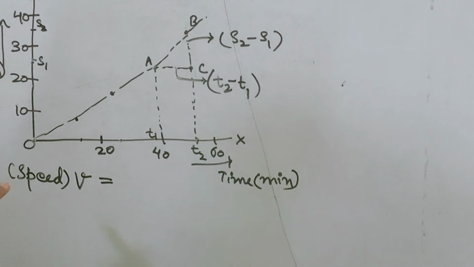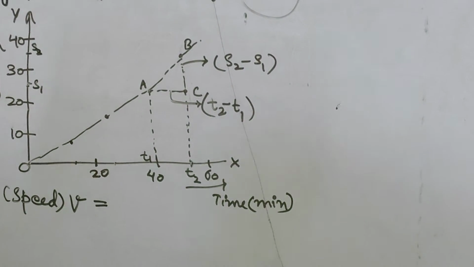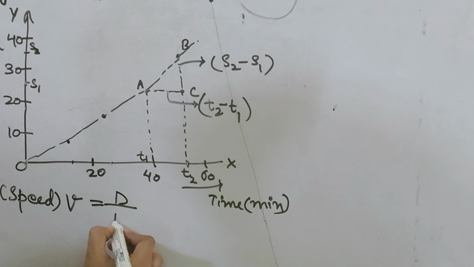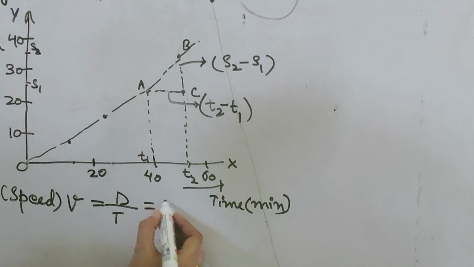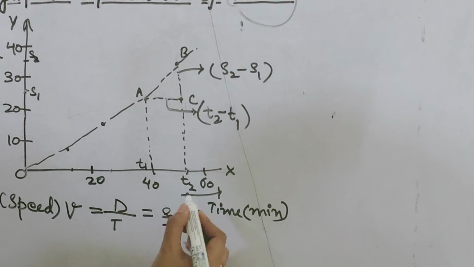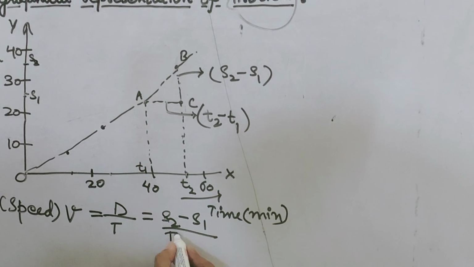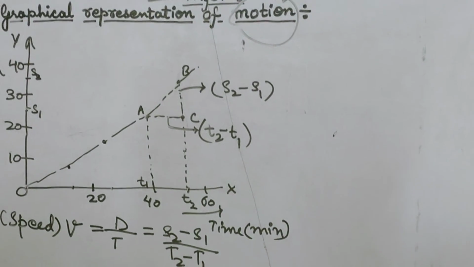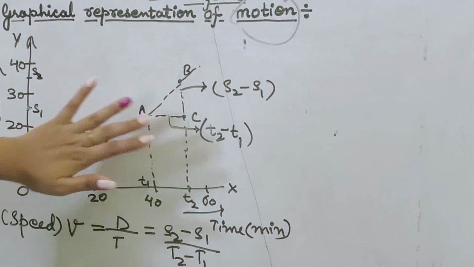We already studied the formula of speed: distance upon time. So we will write distance and time here. What is the distance? S2 minus S1. Very good. And what is the time? T2 minus T1. So this is the representation of speed for this equation.